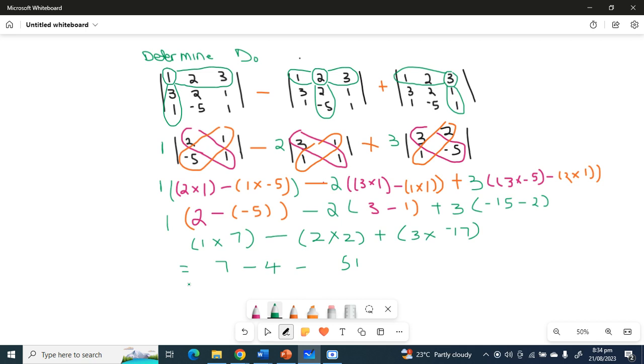We got negative 48. Okay, negative 48. So that's our overall determinant D, negative 48. Any questions before we move to finding now the determinant of our x variable?